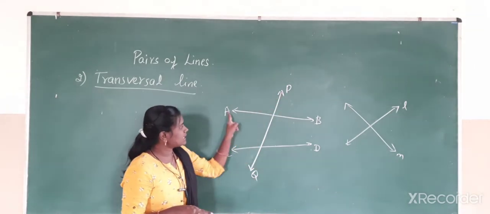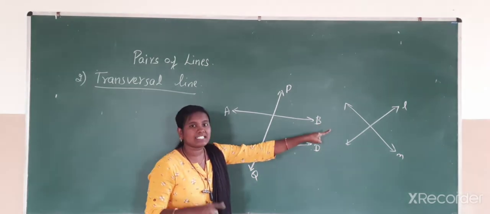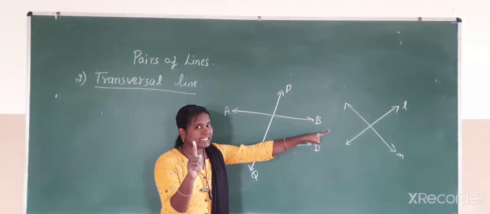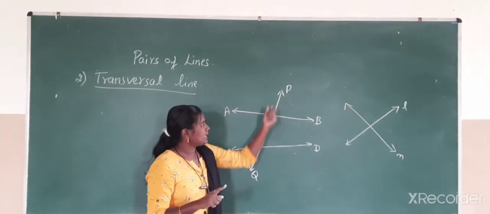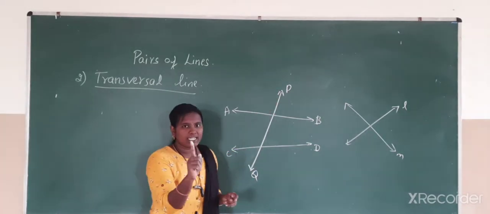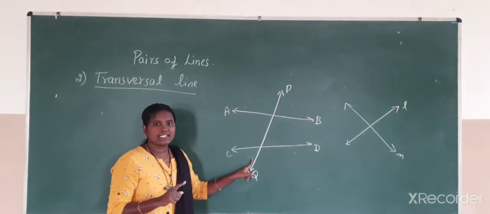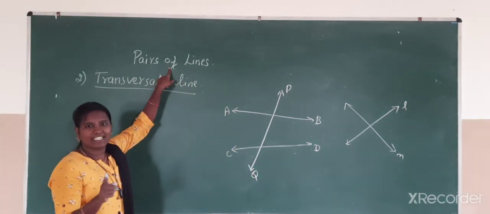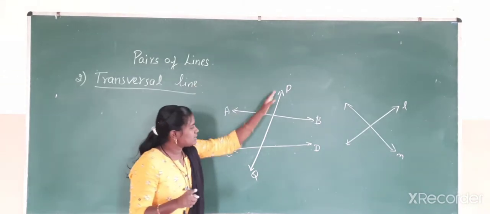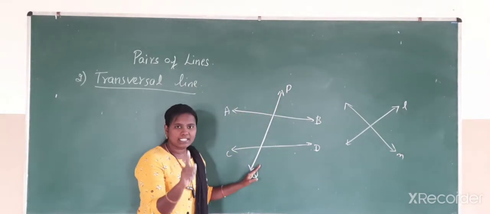PQ is intersecting AB and CD both, but L and M are intersecting at one point. Getting? So this is the difference. See, PQ is a transversal. Only one line is. Yes, it is intersecting two lines. Therefore, pair of lines. Yes, a transversal line is a line. PQ is a transversal line.